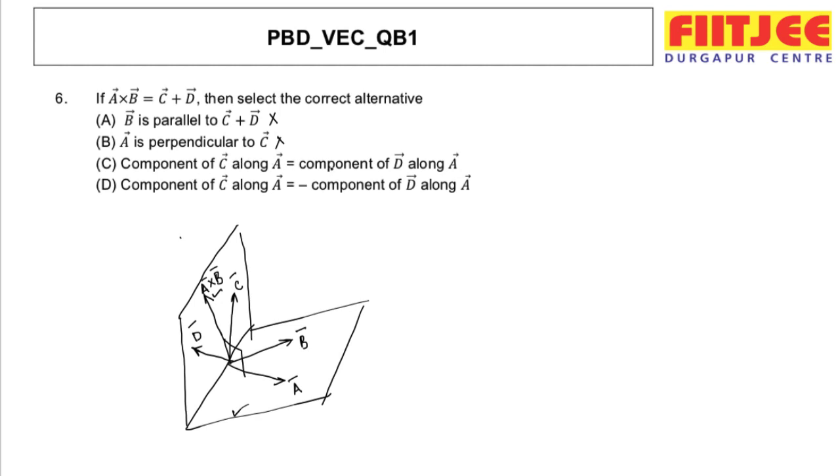Component of C along A is component of D along A. Now what can we say about components? We can say that the component of C along A plus the component of D along A is equal to the component of C plus D along A. And what is C plus D? It is nothing but A cross B. So the component of A cross B along A is 0. So the component of C along A plus the component of D along A is 0, so the component of C along A is the negative of the component of D along A. So option D will be your correct choice.